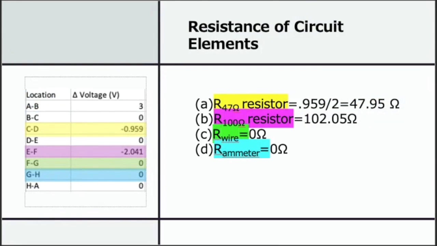We can calculate the resistance of each of the circuit elements from the data we obtained when the ammeter was in series with the resistors using Ohm's law. As a reminder, resistance is the absolute value of the change in voltage divided by the current. To determine the resistance of each element, the change of voltage for that location was divided by the current value of 0.02 amps. There is no resistance over the wire or ammeter regions.